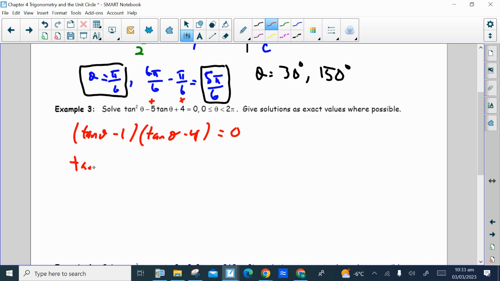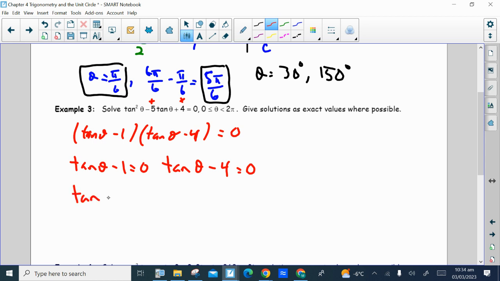So our solutions will come when each factor equals 0. This is no different than when you solved quadratics back in 20-1 by factoring. You factored them, and then your solutions came when each factor equals 0. The reason that works is because if the first factor, tan theta minus 1 equals 0, it doesn't matter what the second factor is because it's 0 times something. That always equals 0, which is what we want. Same thing with the second factor. If that equals 0, it doesn't matter what the first factor works out to because anything times 0 will give you 0, which is what we want. So that's why the solutions will come when each factor equals 0.